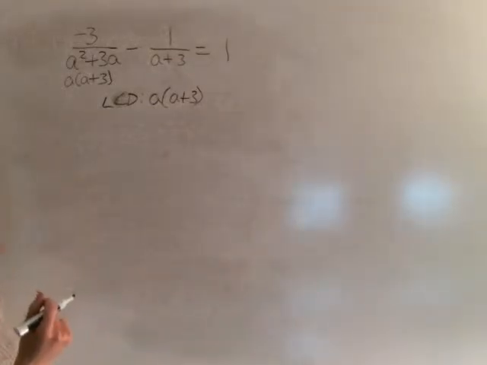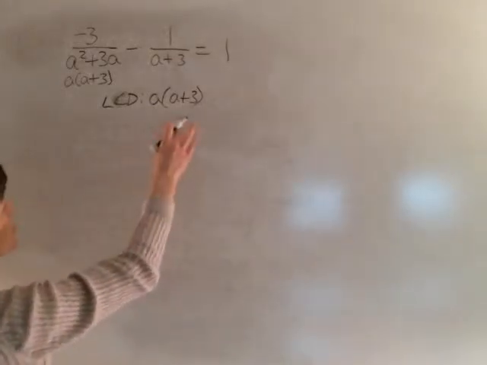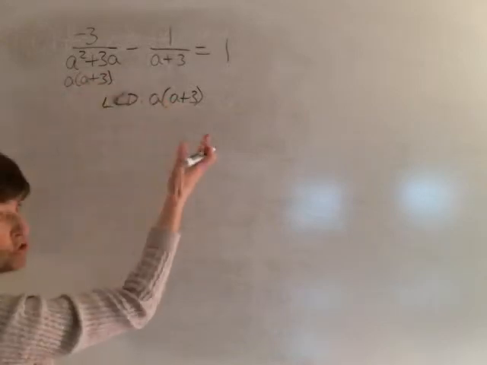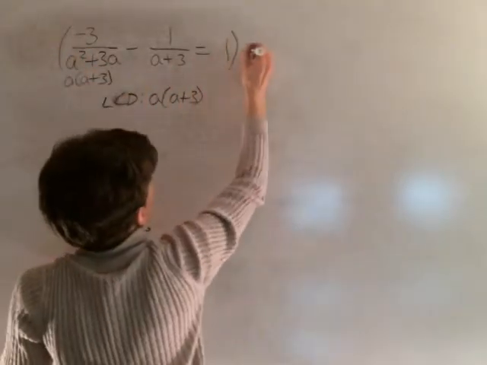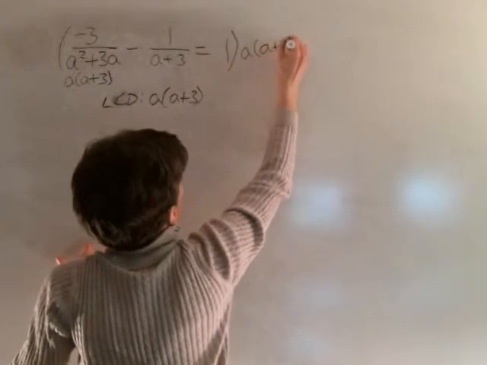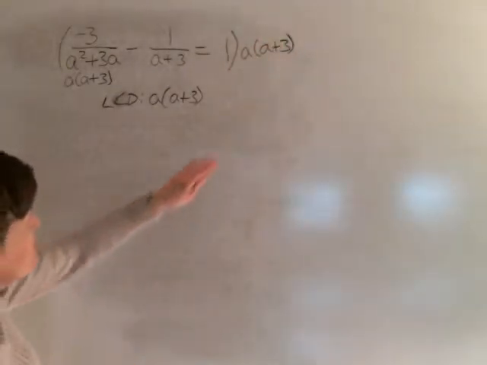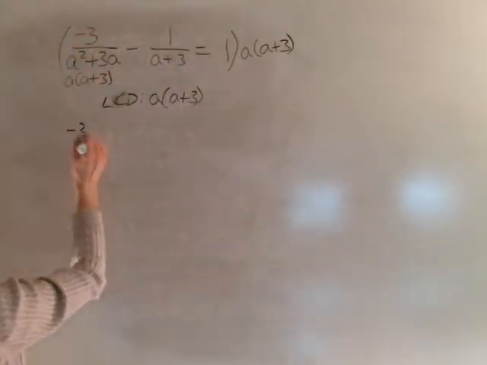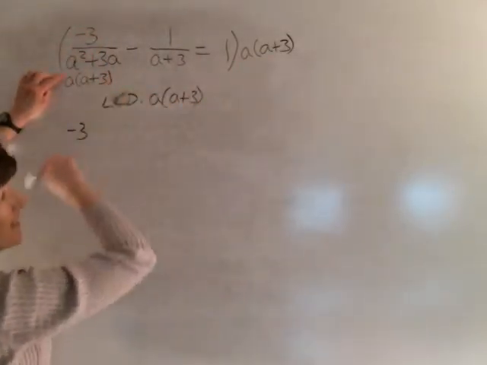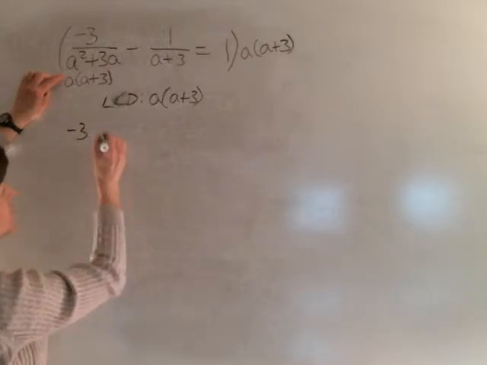I don't need two a plus 3s. That would be too many. I just need 1. No denominator has 2a plus 3, so all I need is 1. So I'm going to multiply this entire equation by a times a plus 3. And when I do this, to the first term, I have my negative 3, and the entire denominator cancels. So that's all I have is my negative 3.